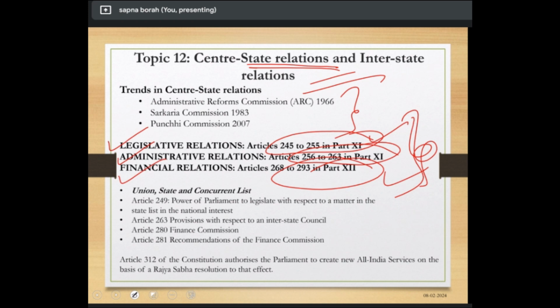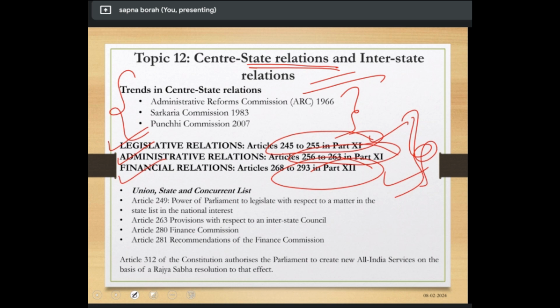But there are some articles and some mild topics or mild points that you should remember, which are directly asked in prelims. The first point is this one only: the center-state relations. Some commissions had shown that if these points are followed, center-state relations will get better. By getting better, it means in terms of legislative, administrative and financial relations.